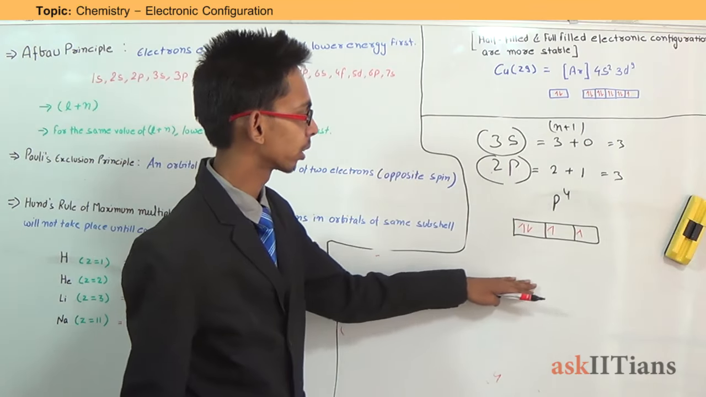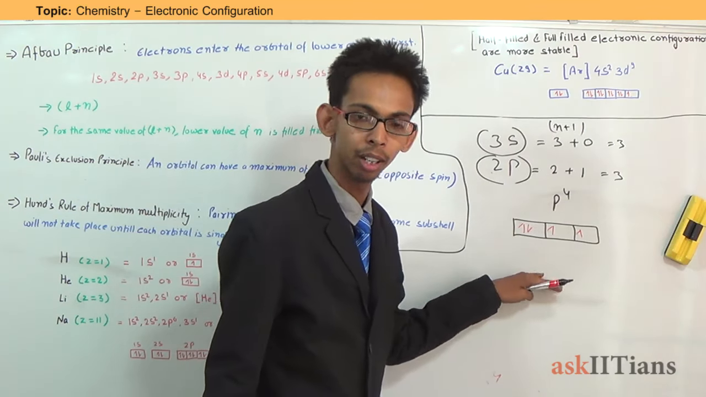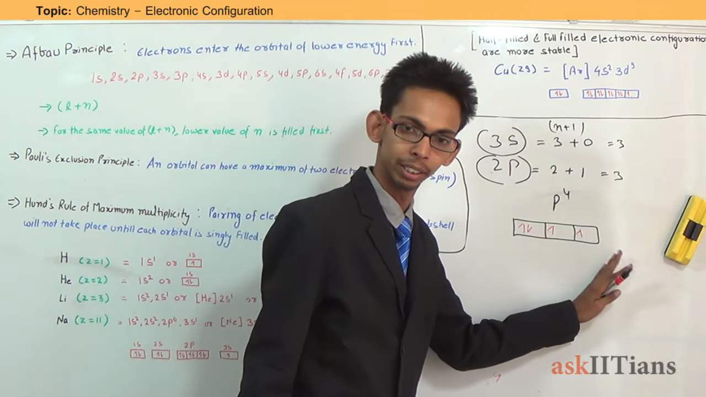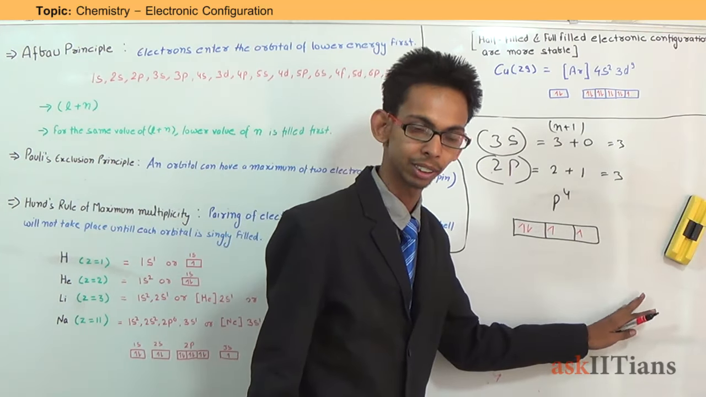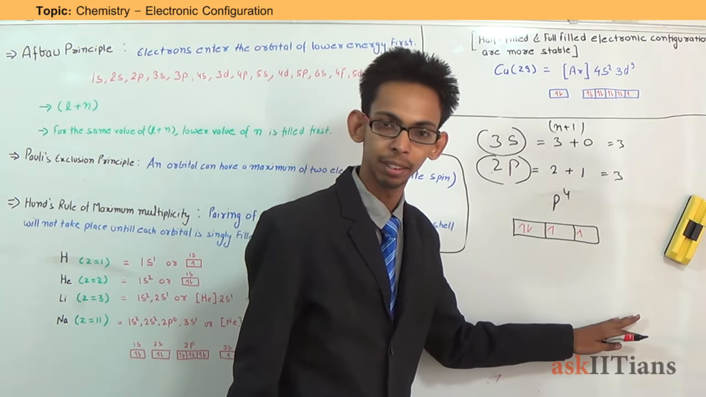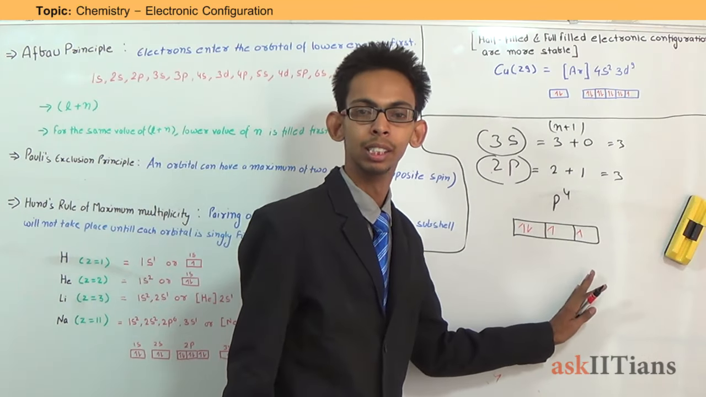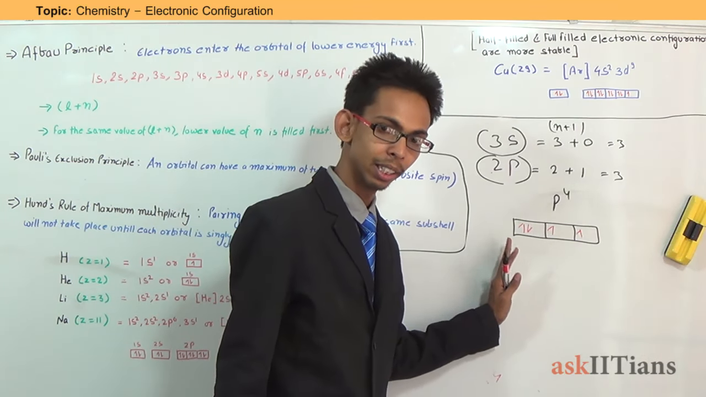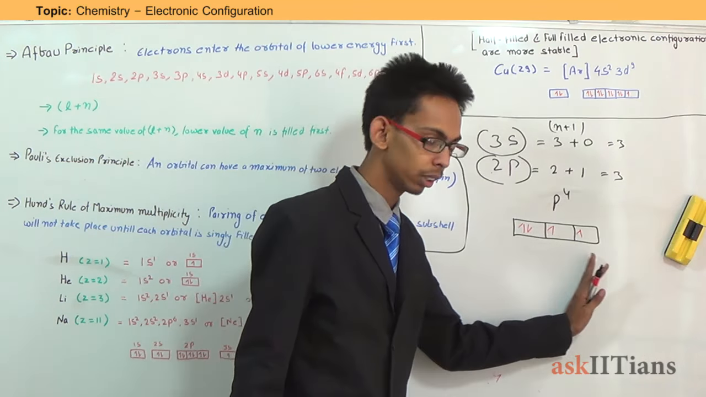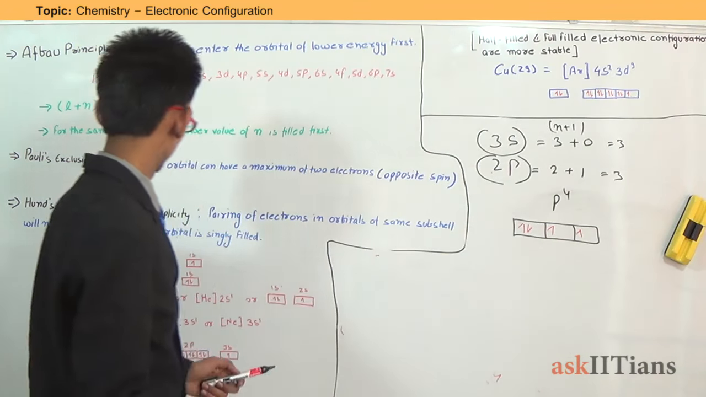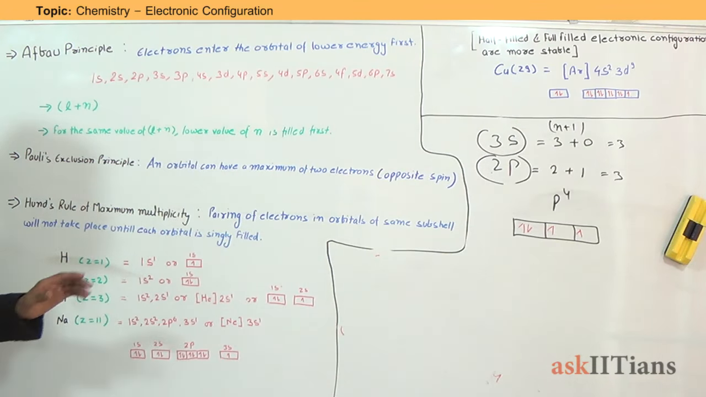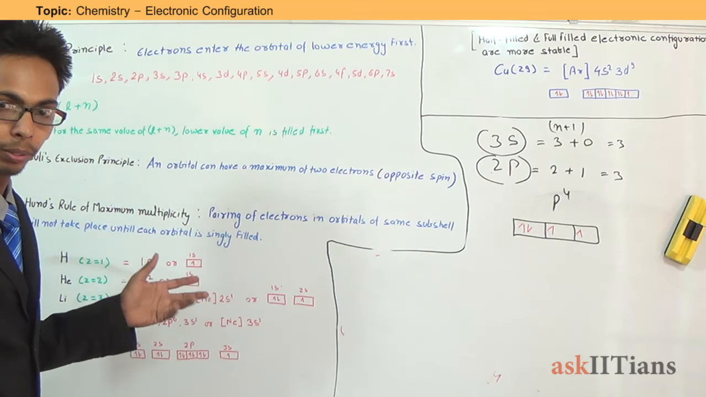So this is the correct order of filling orbitals. First of all, fill all the orbitals of a particular subshell with single electrons, and then if electrons are left, start pairing. Pairing will not take place until all the orbitals of the same subshell contain a single electron. Okay, so these were the 3 rules which we follow.